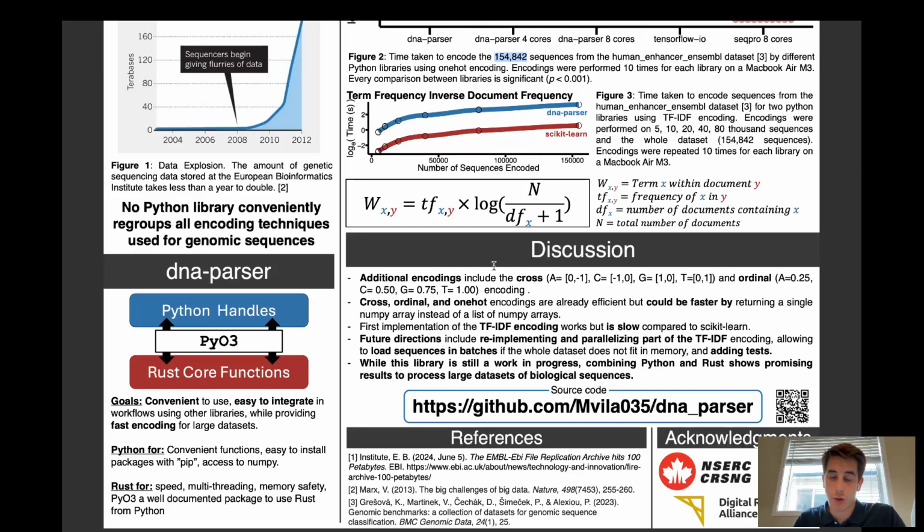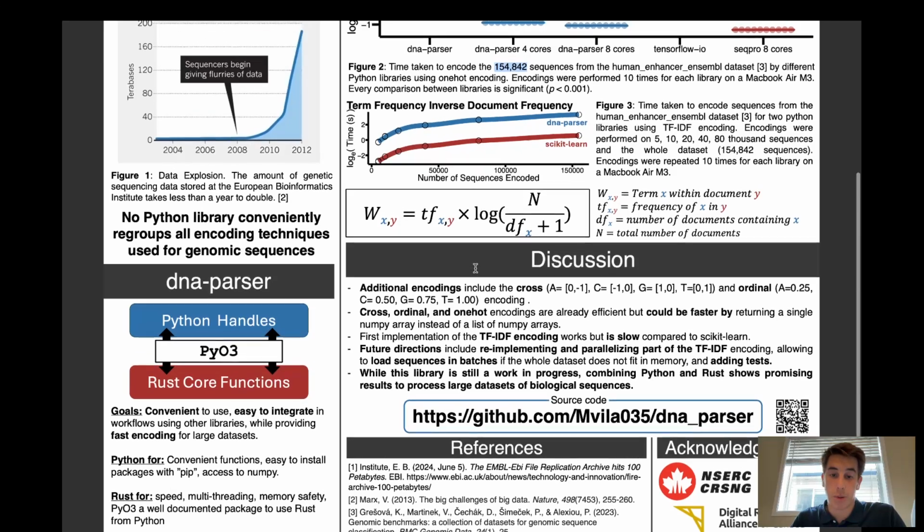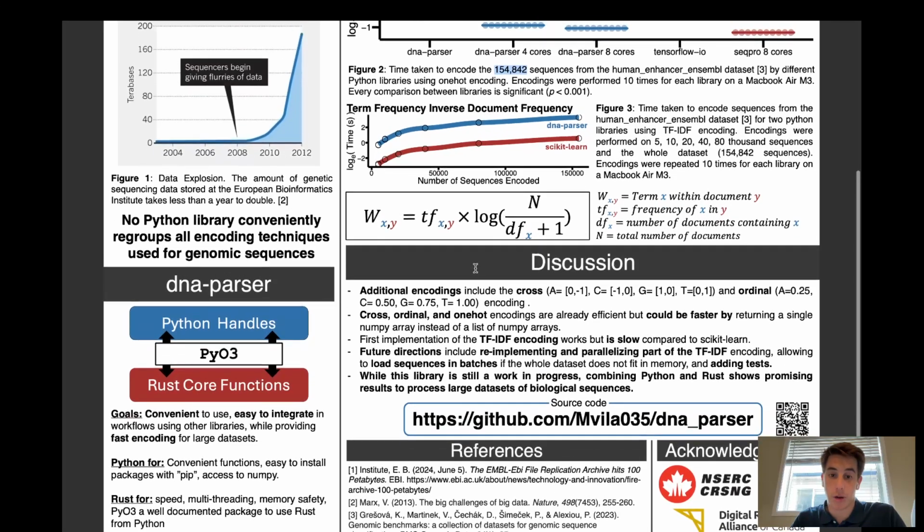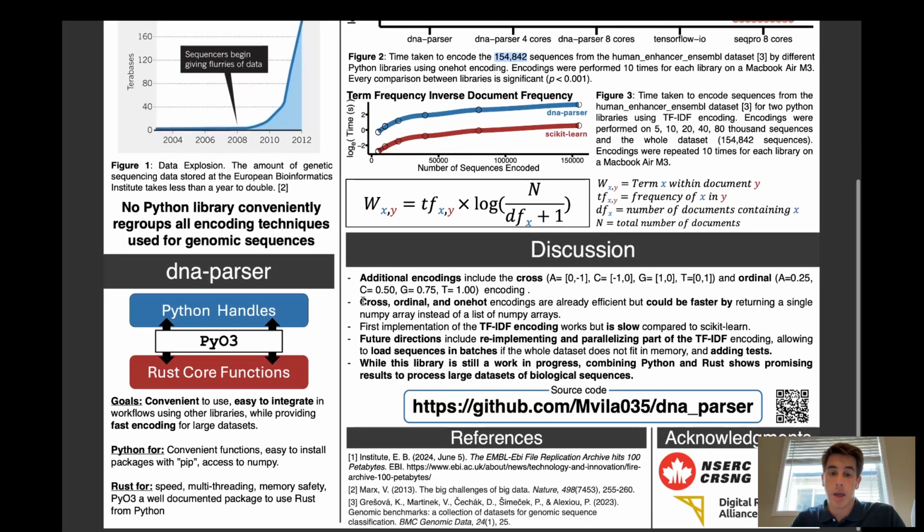Additionally, I have two extra encodings, which are the k-mer encoding and the ordinal encoding, that are implemented similarly to the one-hot encoding. And those encodings are already pretty efficient, but could be faster, for example, by returning a single numpy array instead of a list of numpy arrays. And that would also make other things in my implementation a bit simpler, I think.